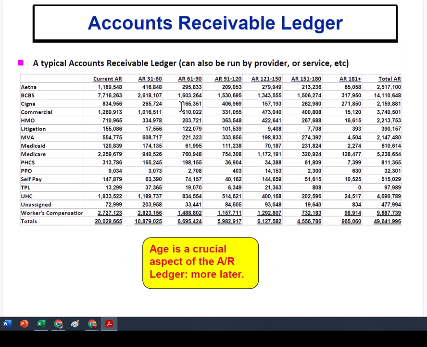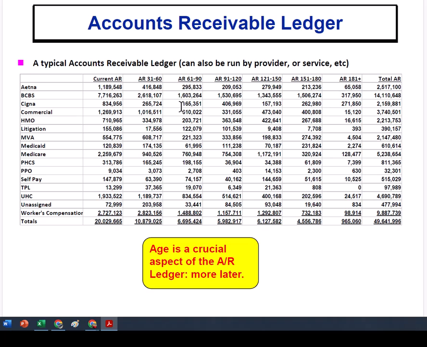Regardless of that, we have an accounts receivable ledger in the patient accounting system that keeps track of all these transactions. And the important thing that we'll get into in a minute is we try to age the accounts from the date of service to the present, to see how old these accounts are. Super important concept in patient accounting and revenue cycle.